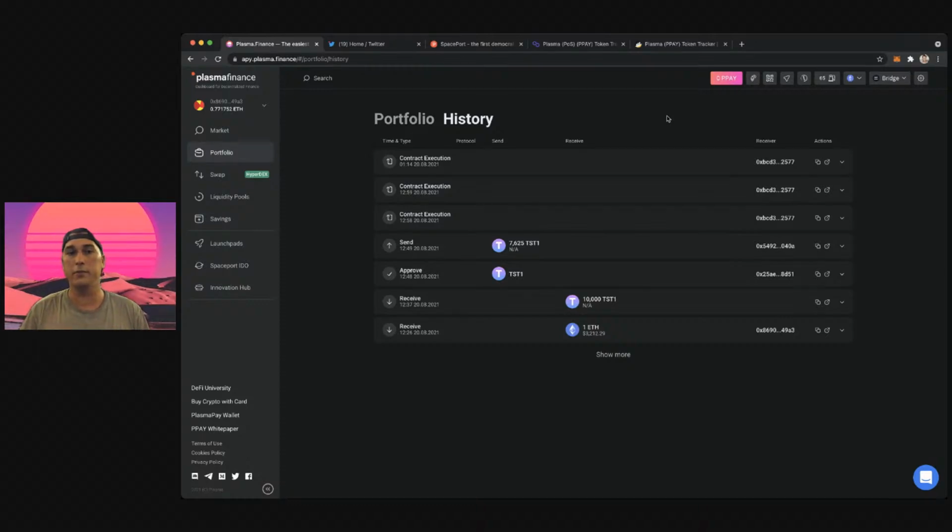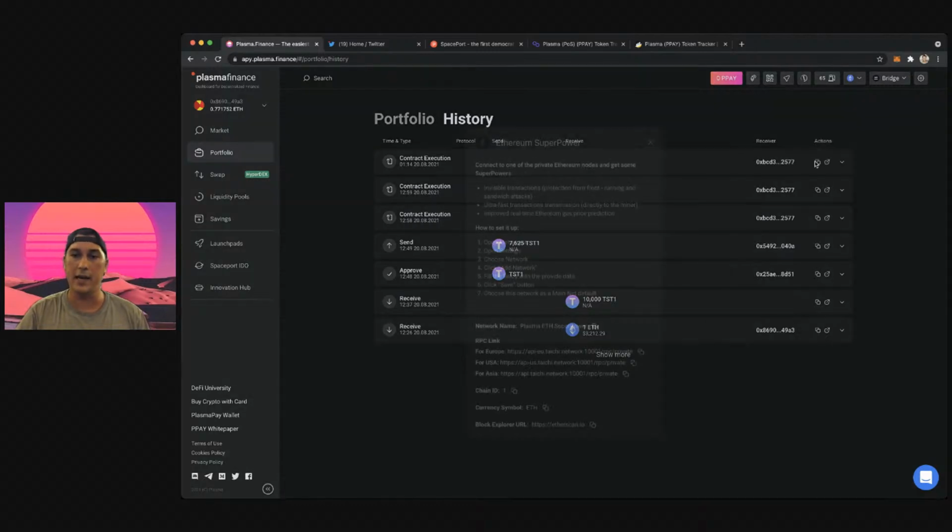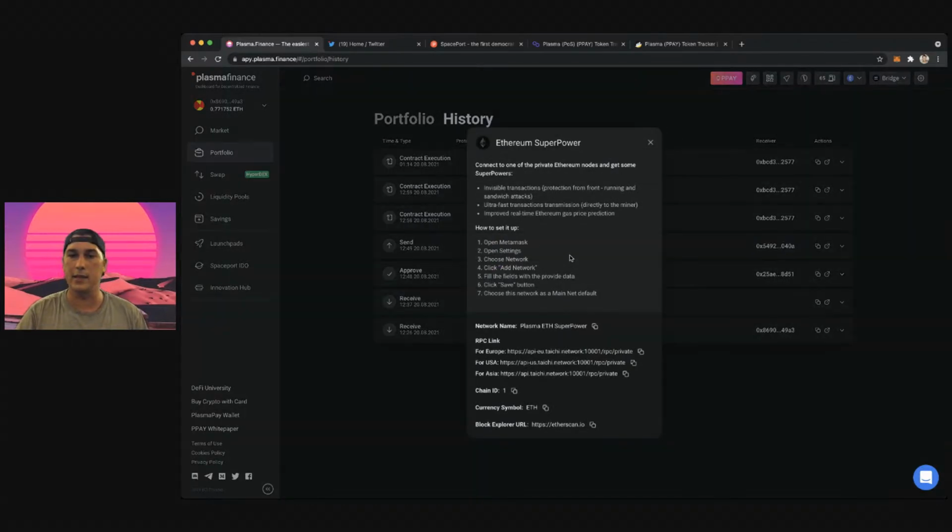And to protect you from these MEV attacks on your wallet, now we're providing you some kind of Ethereum superpower. This is a private RPC. If you add this RPC to your Metamask by this guideline, all your transactions will be invisible to these front-running and MEV bots. This RPC will connect you directly to the miner.